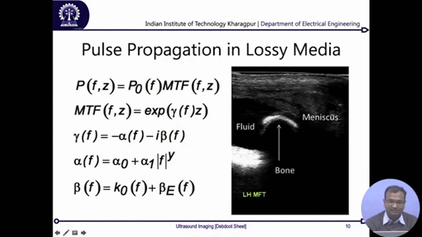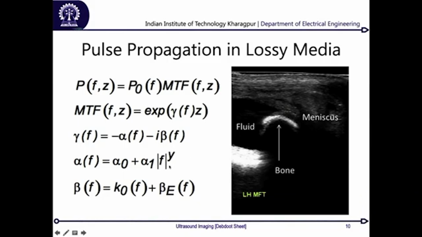So, different tissues have different types of alpha naught over there, and alpha 1, which is also dependent over here, times frequency raised to the power of y. This is what it signifies over there.